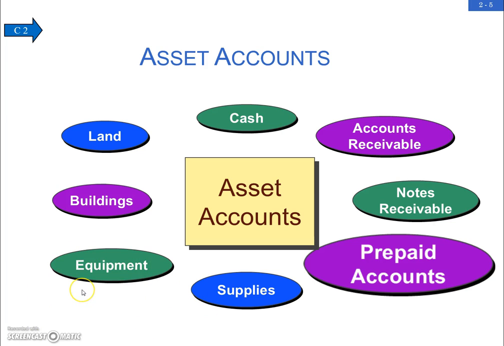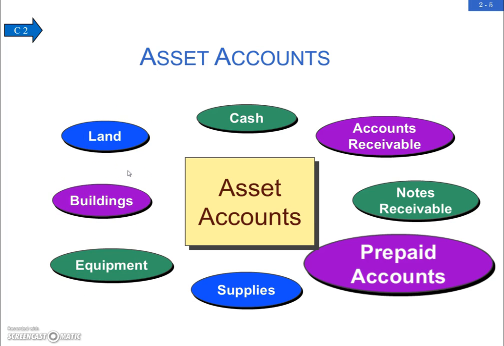Equipment is pretty self-explanatory. These are large, tangible things like pickup trucks or delivery trucks if we are a company that delivers things. Photocopiers, bulldozers, large, tangible objects that we actually use in our day-to-day operations. Buildings, I think we know what that is, and land, of course.